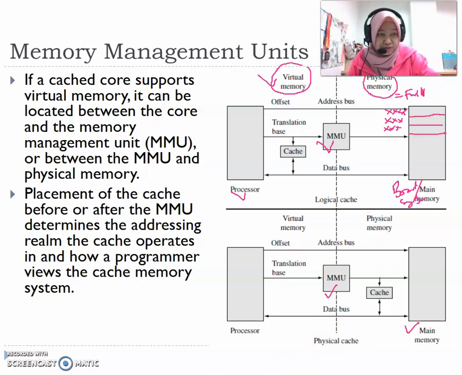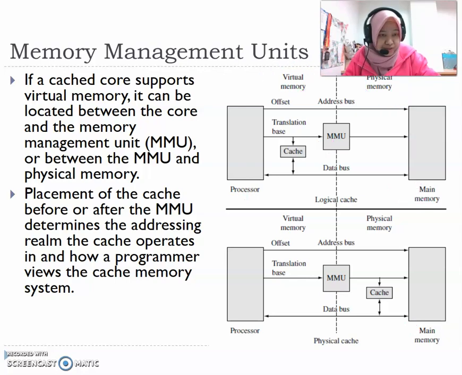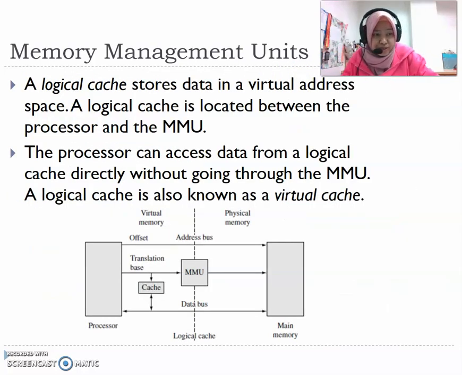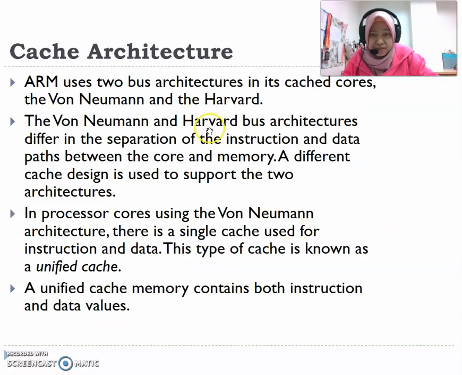Another thing to note: recall that we have two architectures in a computer system, the Harvard architecture versus the von Neumann architecture. Recall that the von Neumann architecture has a single memory space that can store both program and data. For this kind of architecture, it only uses a single cache to support the memory system, which we call a unified cache.